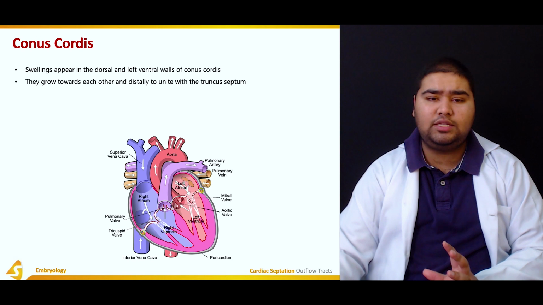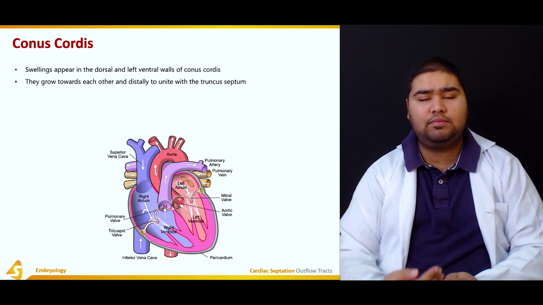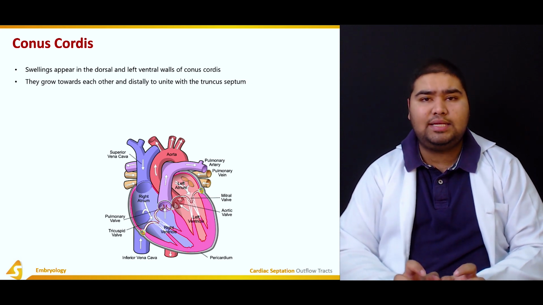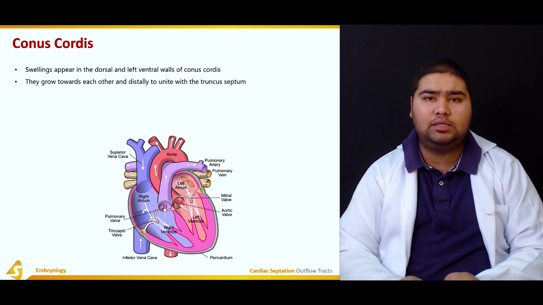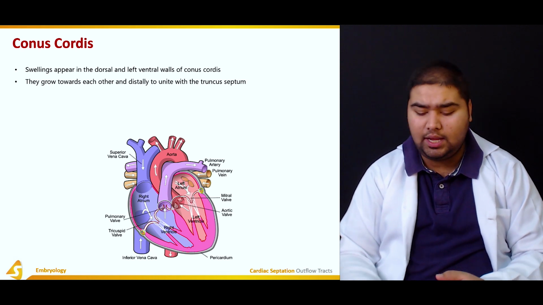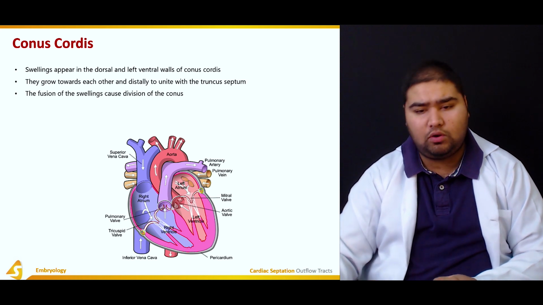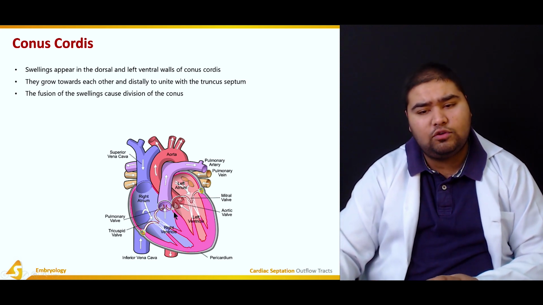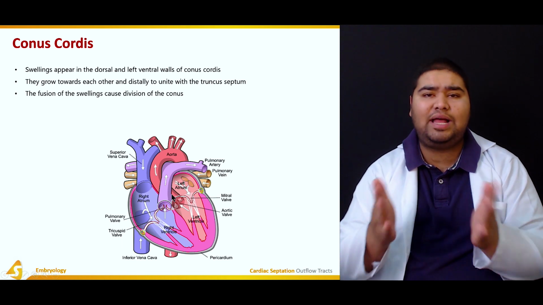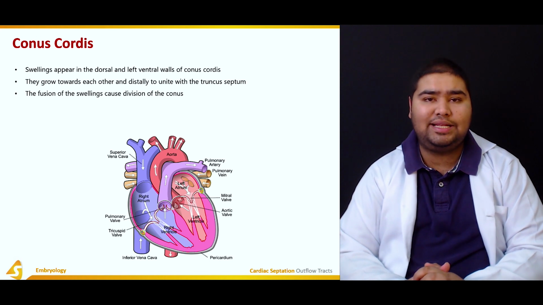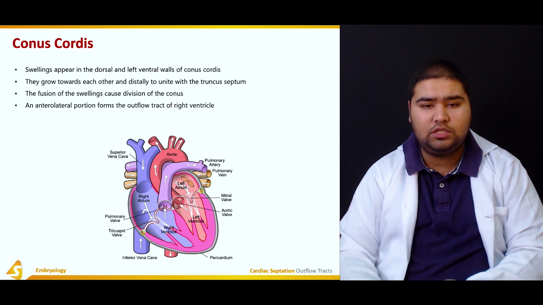These swellings grow distally towards each other and unite with the truncus septum. So the truncus septum that divided the aorta and the pulmonary trunk, the conus swellings now tend to grow towards it and finally join it. The fusion of swellings causes division of the conus. So the fusion of the swellings with each other, as well as with the truncus swellings, results in the division of the conus cordis.